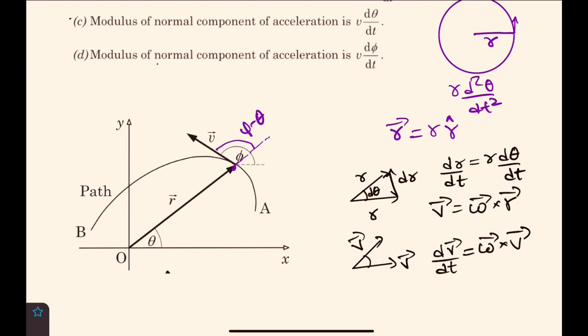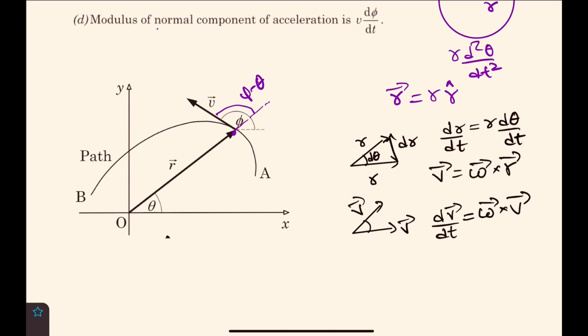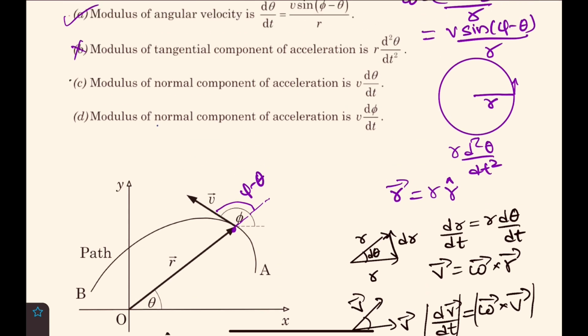Since omega vector and v vector are perpendicular to each other, you'll get this magnitude as simply omega into v. But what should be omega? Omega should be the rate of rotation of v vector. So we have to look at the angle made by the velocity vector, which is not theta, it is phi. Okay, so that's why the option C is not correct. Option D is correct. Okay.